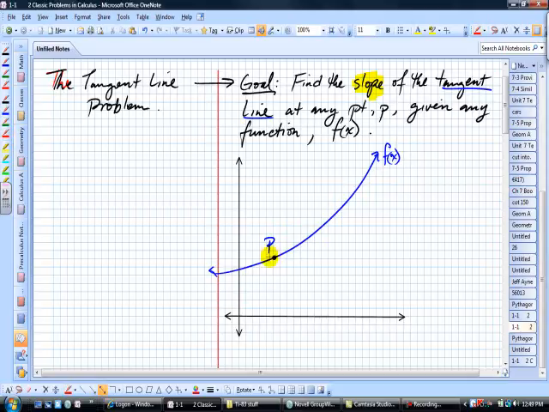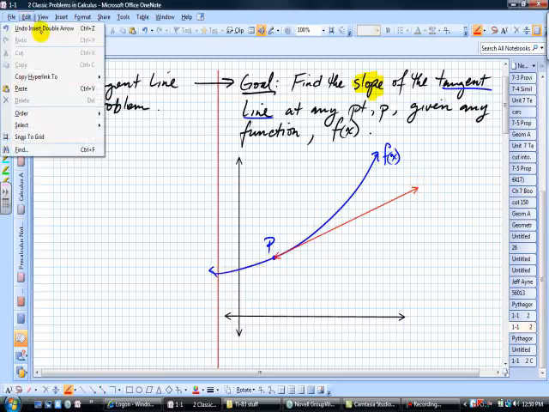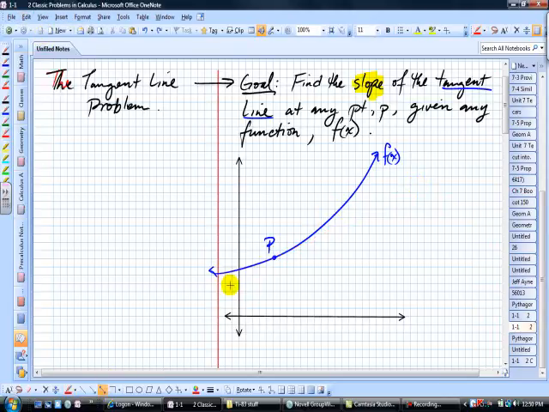I'll put this in red. Let me try that again. I didn't want to start at point P. And remember, the tangent line intersects the graph at only one point, so I'm a little bit off, so let me change that one more time. Okay, it intersects the graph at one point, so there is an approximation of the tangent line. It has to go through point P and intersect the function only once.